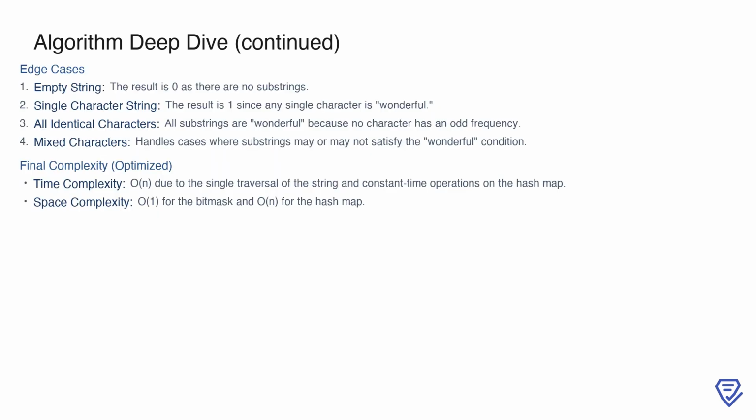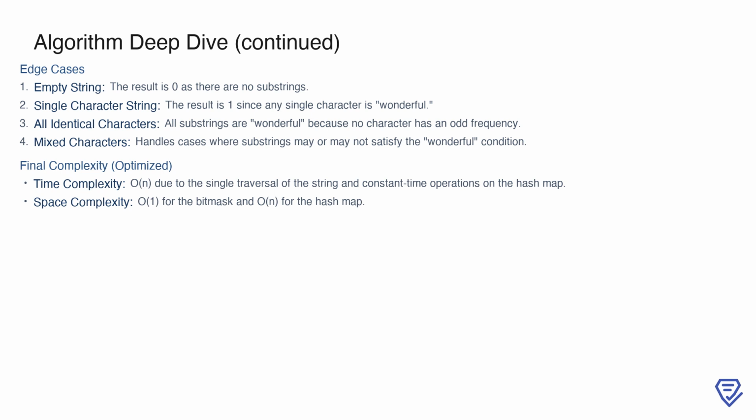When working with this algorithm, it's important to consider edge cases to ensure correctness. If the input string is empty, there are no substrings, so the result is 0. For a single character string, the result is 1, as any single character is inherently wonderful. For strings with all identical characters, every substring is wonderful since no character has an odd frequency. For mixed character strings, the algorithm correctly identifies and counts substrings based on the wonderful condition.